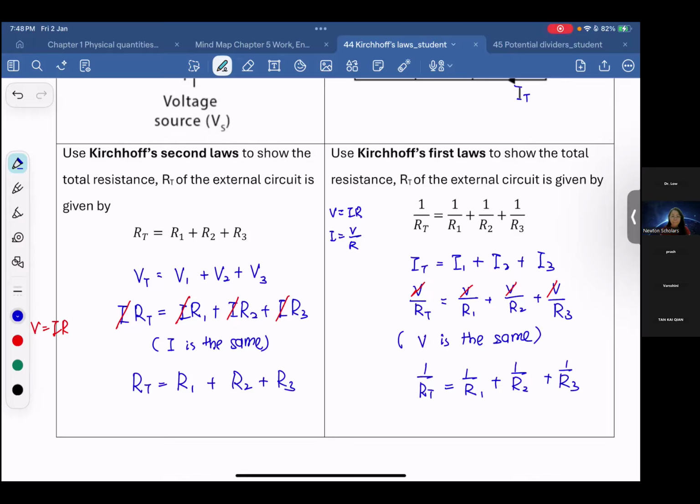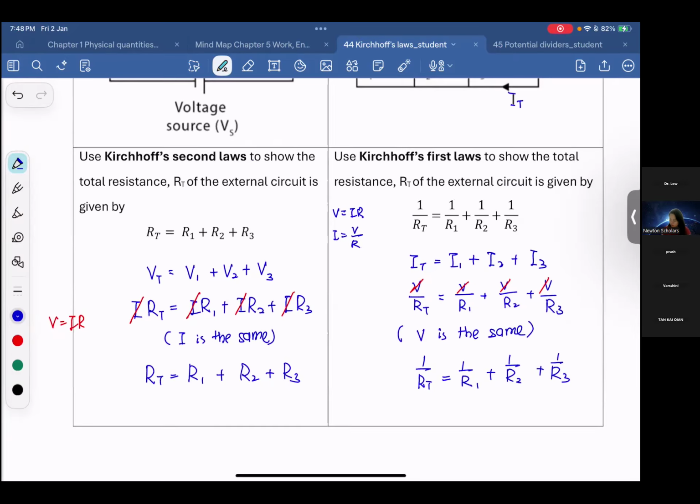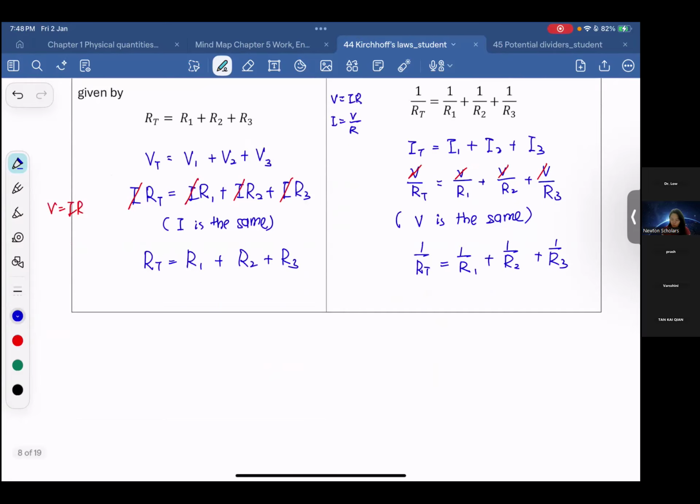That we can proceed to the next page. Okay, then let's go. This is page number 8. Okay, we go to page number 9.